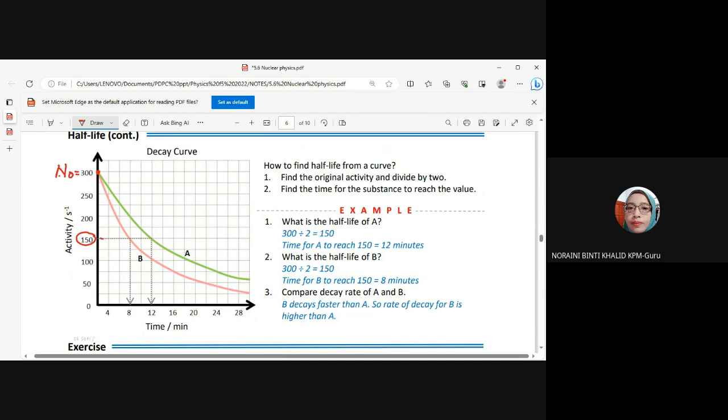What is the time taken? You can read from here, 12, for the green color. So this is the half-life for A. The half-life for A is 12 minutes. For B, read the graph for B, go down here, 8 minutes. So half-life for A is 12 minutes, half-life for B is 8 minutes. We can get it directly from the decay curve.